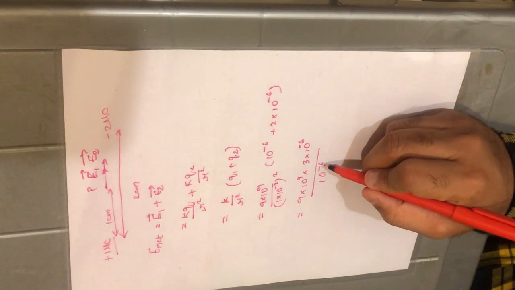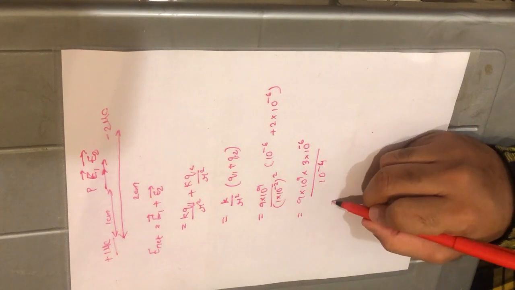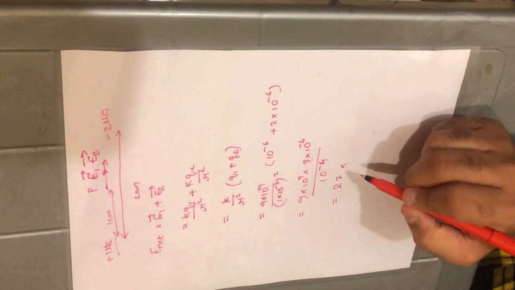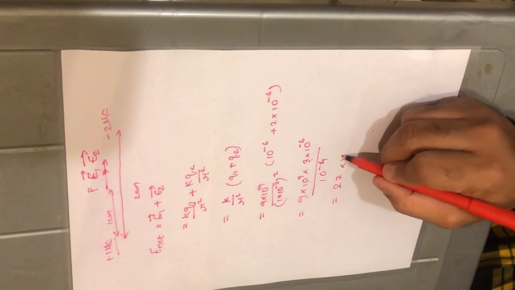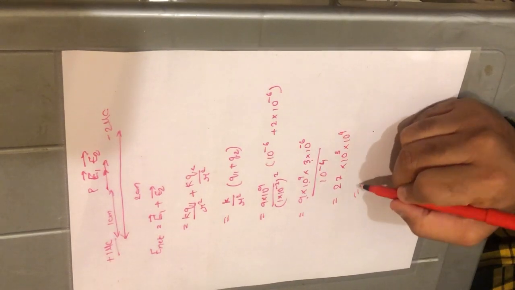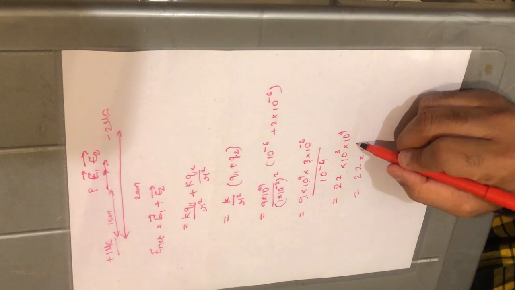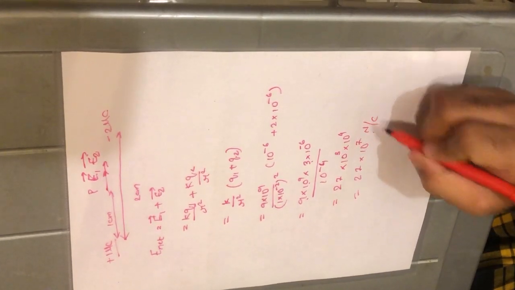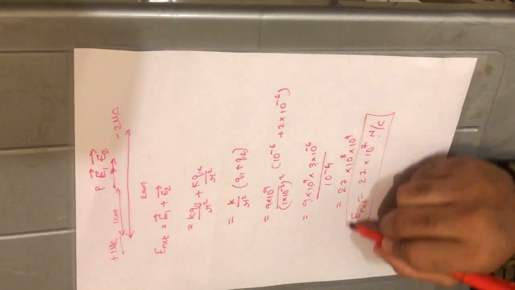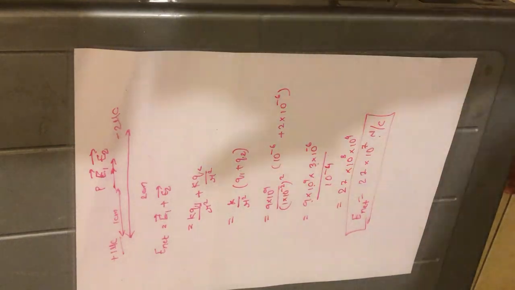And now do all the calculation for the multipliers. So 9 multiplied by 3 is 27, and 10 power 9 and 10 power minus 6 become 10 raised to 3. You take the denominator to the numerator, it becomes 10 raised to 4, because in the denominator it was minus 4, and when you take it to the numerator, it becomes plus 4. The left out will be 27 multiplied by 10 raised to 7 Newton per Coulomb. So you can also write it in any format.